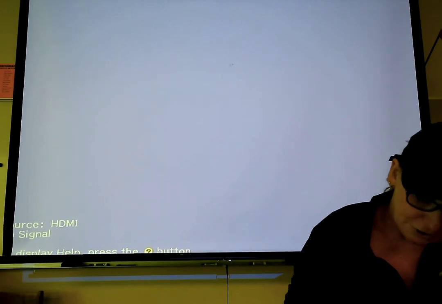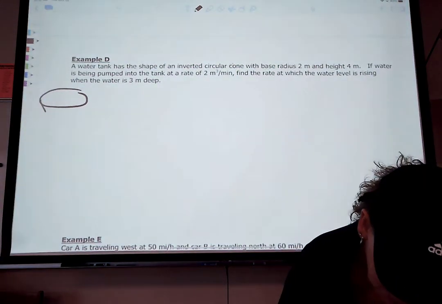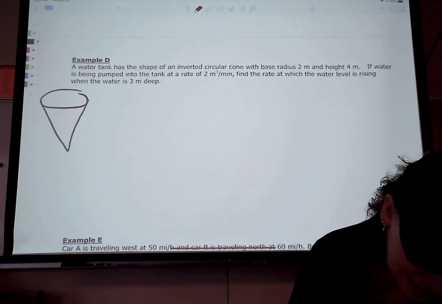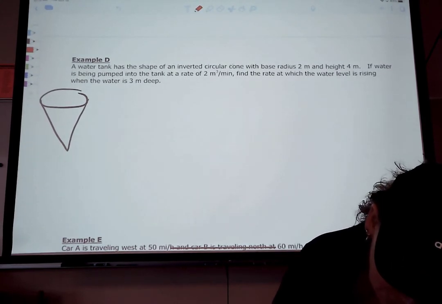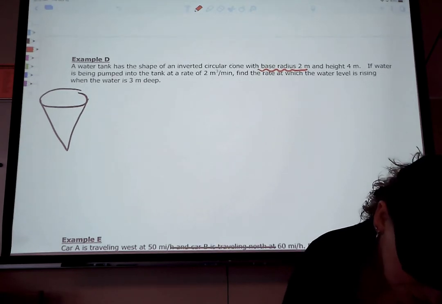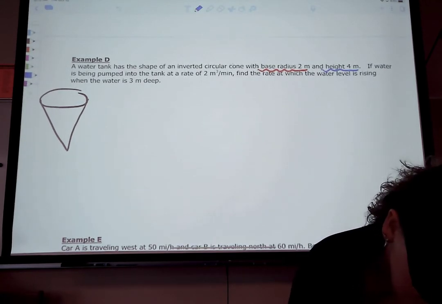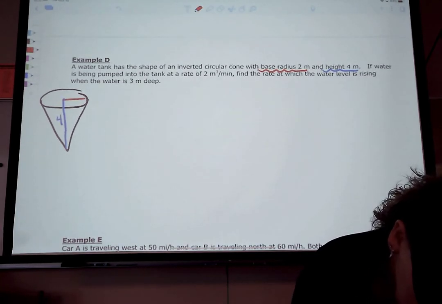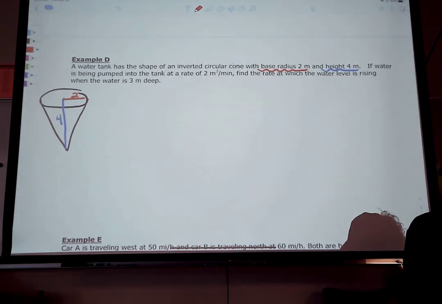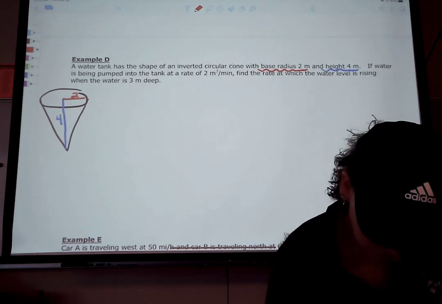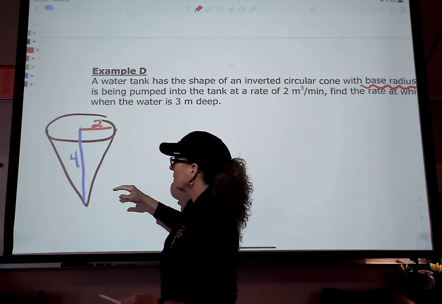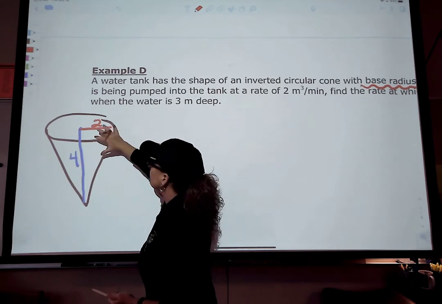So I want you to draw, for example D, an inverted cone. Doesn't have to be beautiful. Inverted cone. And when it's empty, the radius is 2 and the height is 4. Okay, so you can see that we got an empty cone here. Height is 4, radius is 2.